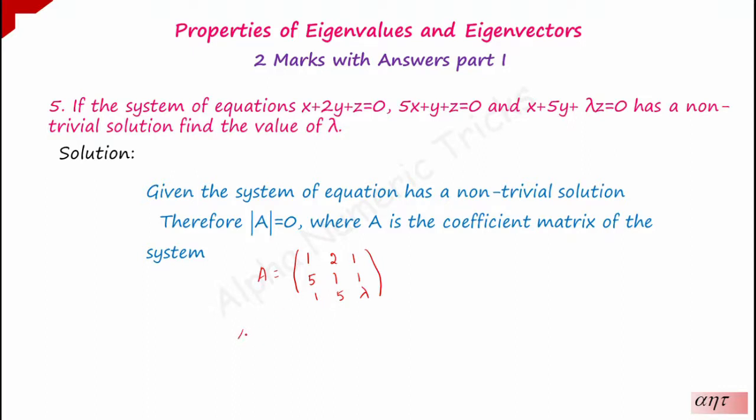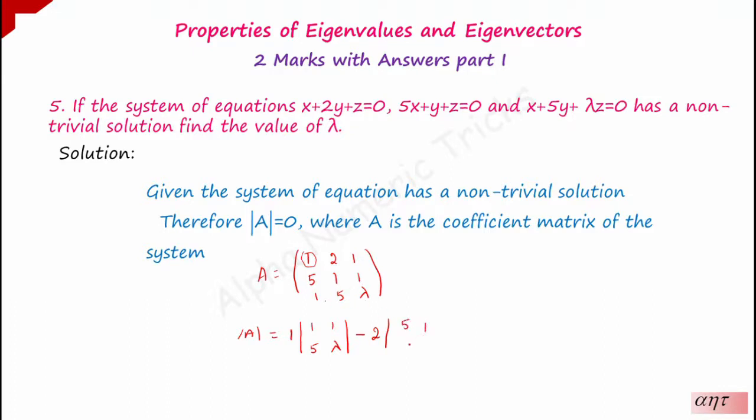So determinant A is equal to, as usual, find out the determinant 1 into, leave the corresponding rows and columns of this 1. Remaining numbers are 1, 1, 5, lambda. Write it here, 1, 1, 5, lambda. Minus, formula you have minus, and the number given as 2. Okay, so minus 2 into, leave the corresponding rows and columns of 2. Remaining elements we have are 5, 1, 1 and lambda. Write those numbers here, 5, 1, 1 and lambda.